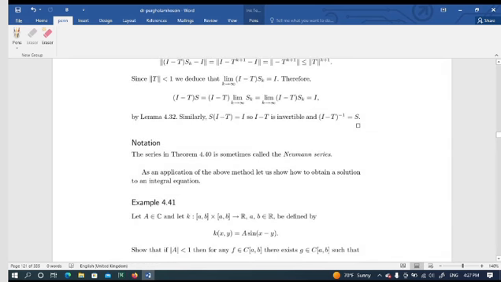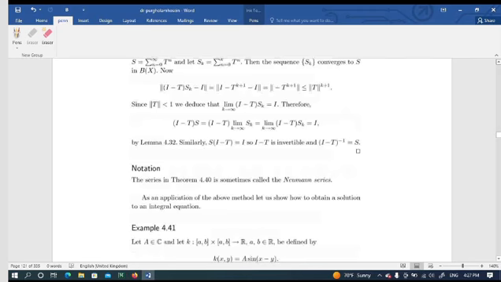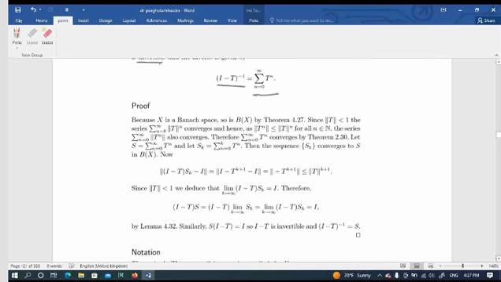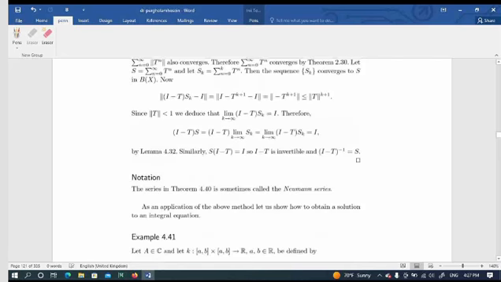Notation. The series in the previous theorem is called the Neumann series. So Neumann series means a series like this: sum of T power n, n from 0 to infinity.